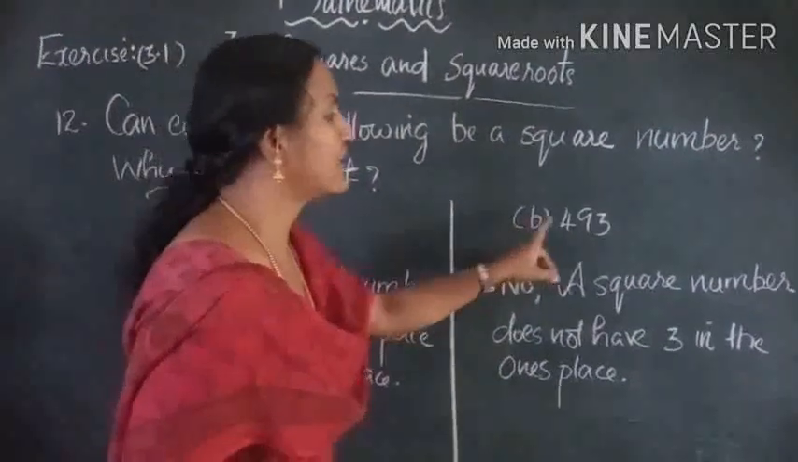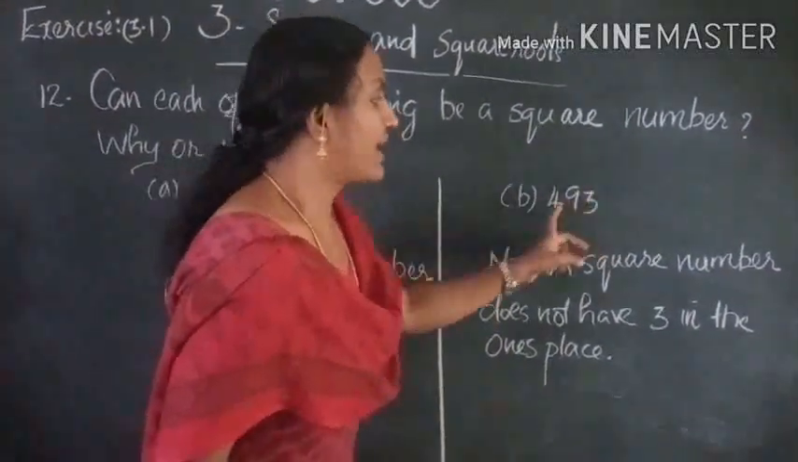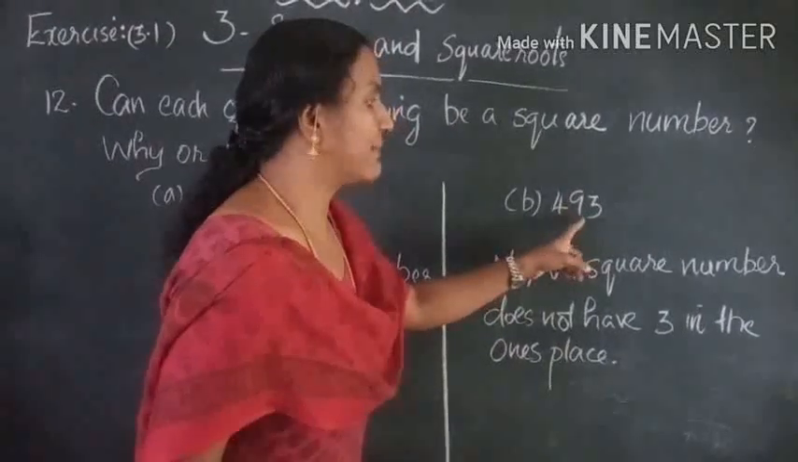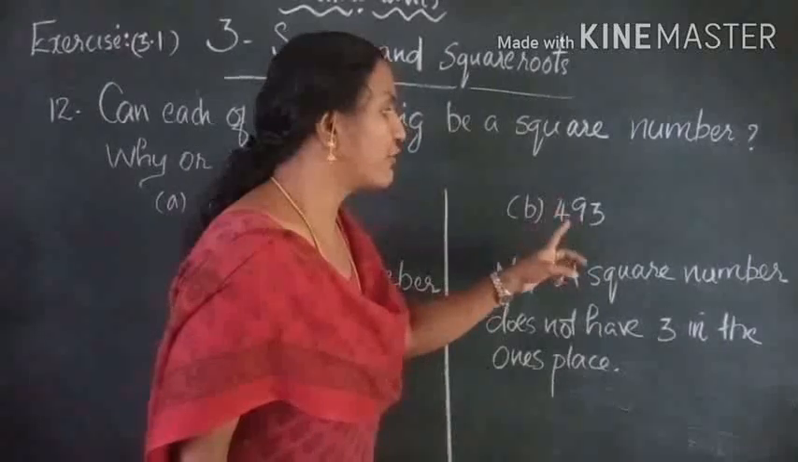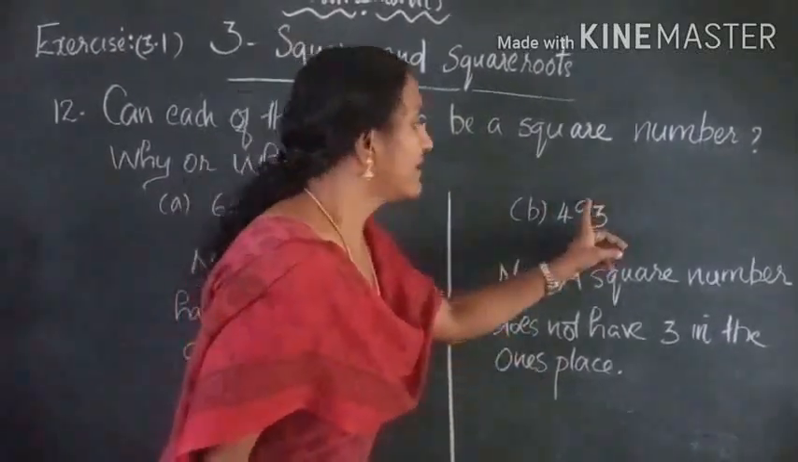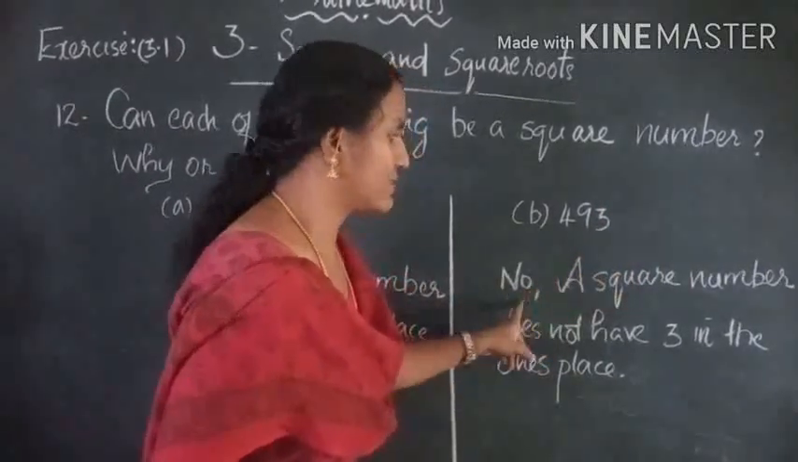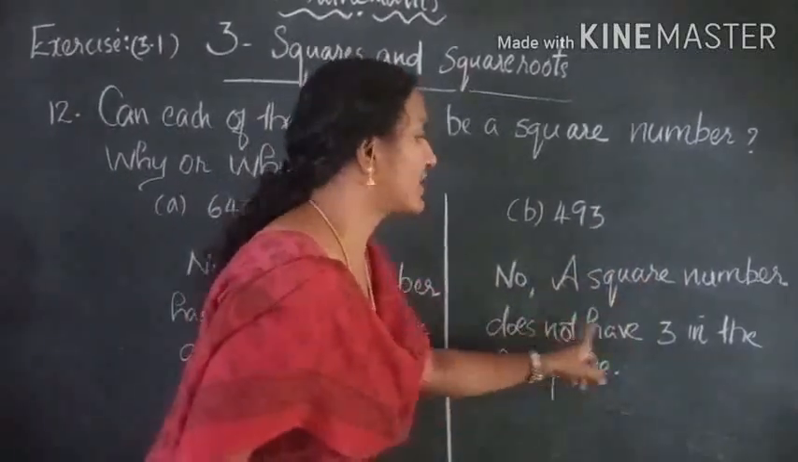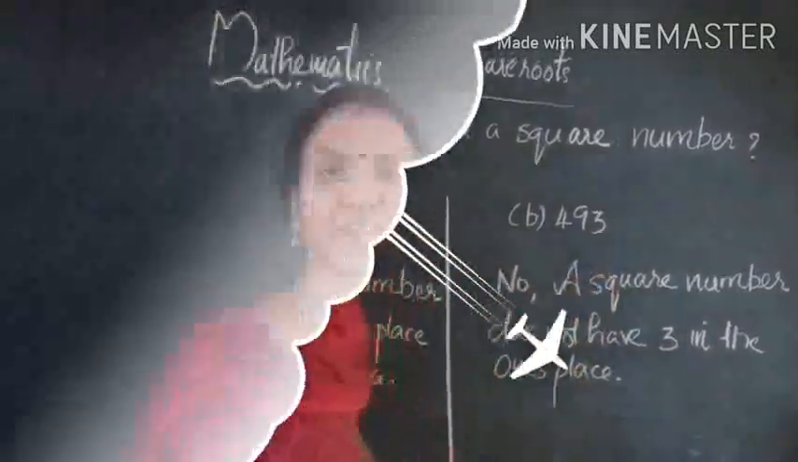The next option, 493. We already learned that a square number ends in the digits 0, 1, 4, 5, 6 or 9. Here the ones place is 3. So the answer is no. A square number does not have 3 in the ones place.